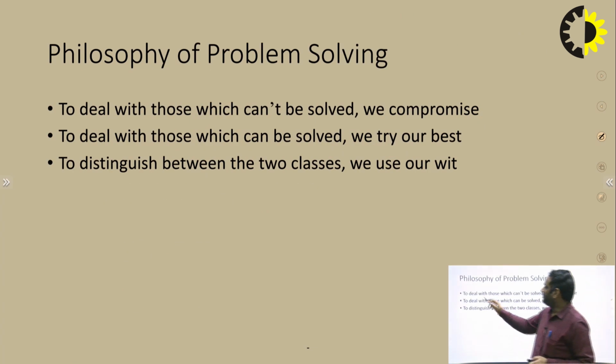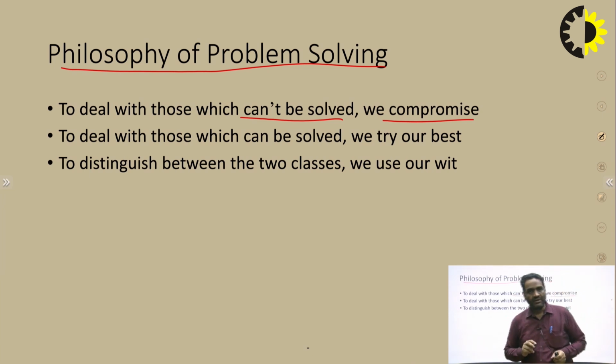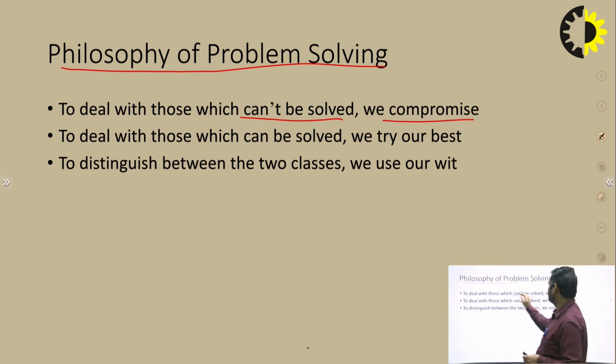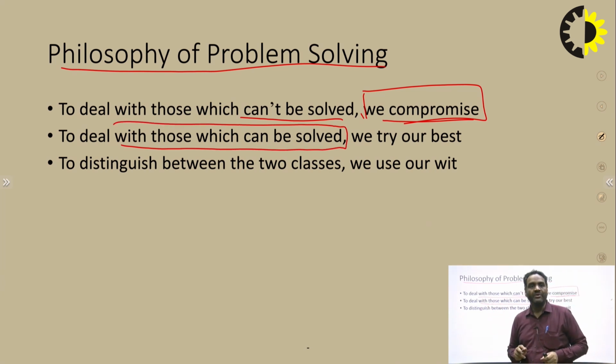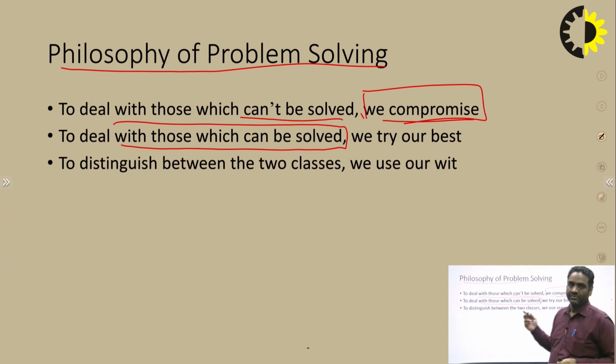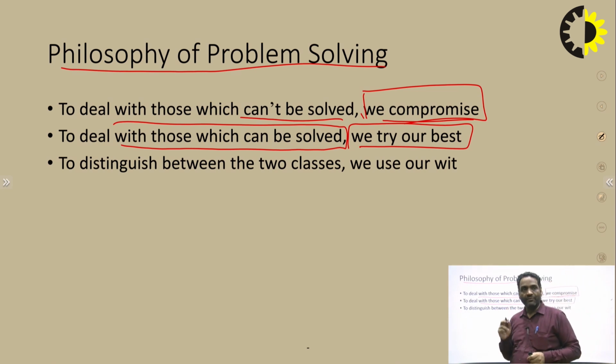Now, the next thing we are discussing is the philosophy of problem solving. First, to deal with those which cannot be solved, we compromise. Suppose we are given a problem which can't be solved. In this case, philosophically, we compromise with that particular problem which is not going to be solved. Second, to deal with those which can be solved, meaning we know the problem is easily solved, we try our best, or we choose the best solution for solving that problem.